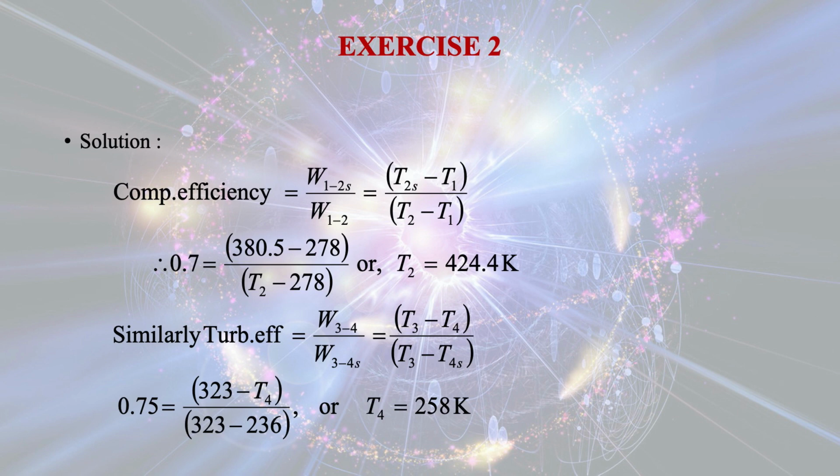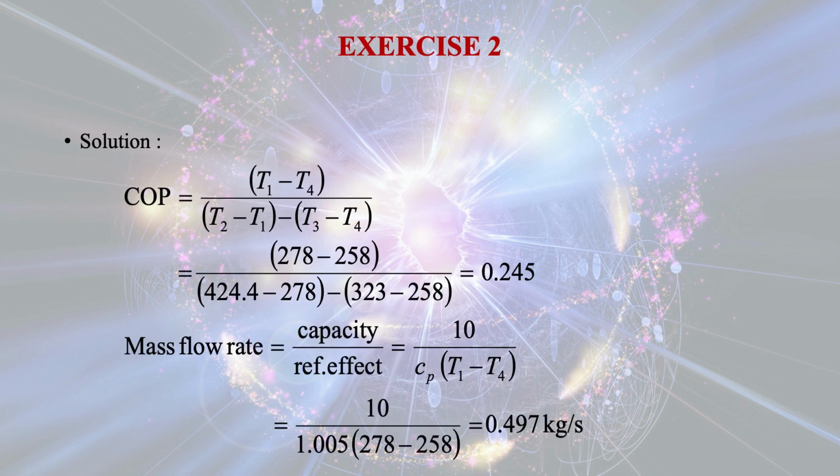Here we will see that the value of T4 is equal to 258 Kelvin, and it is a very low temperature. That's why the air at this temperature is capable of extracting heat from the refrigerated space to be cooled. Now, the COP of the air refrigeration system is equal to T1 minus T4 whole divided by T2 minus T1 minus T3 minus T4. If you put the values of T1, T2, T3 and T4, the coefficient of performance comes out to be 0.245.